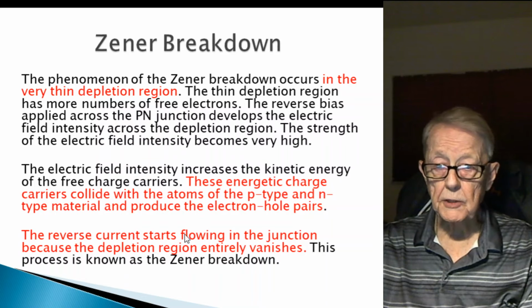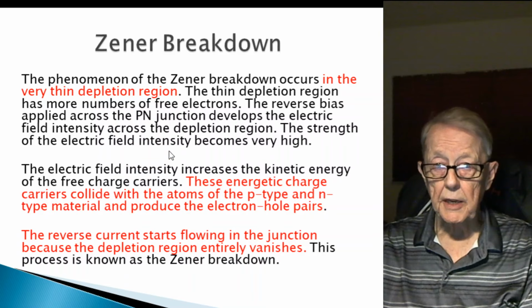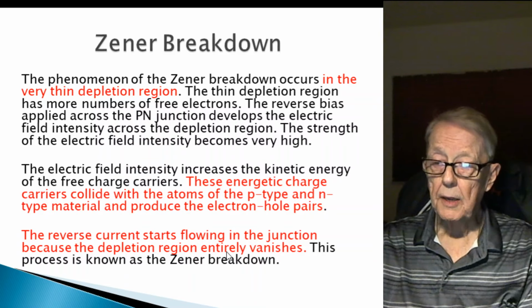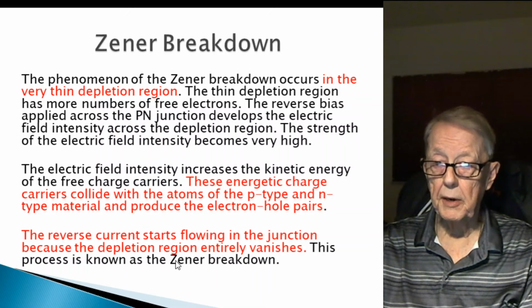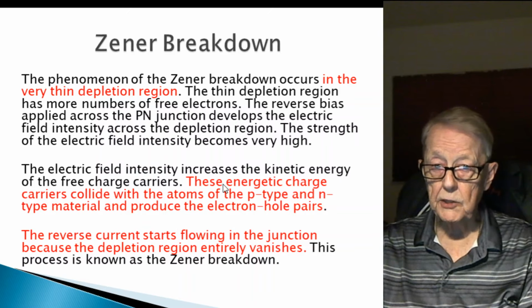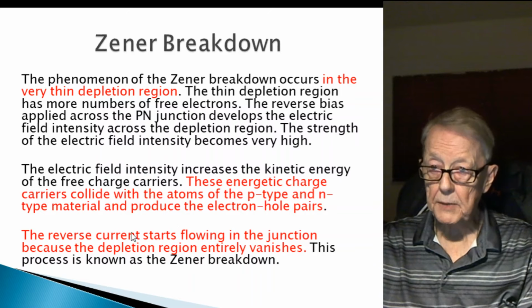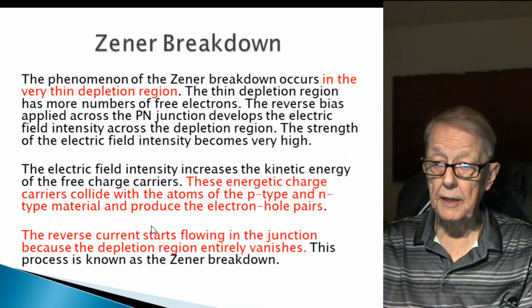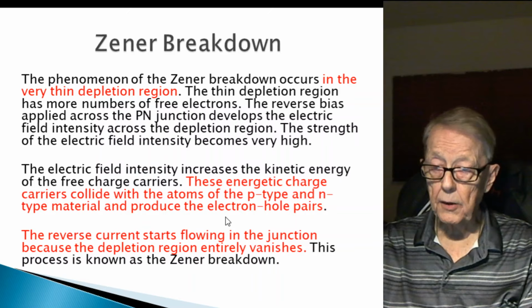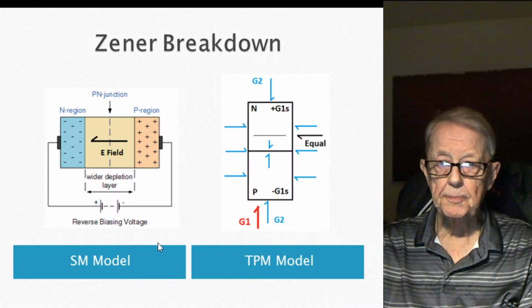Okay, the reverse current starts flowing in the junction because the depletion region entirely vanishes. Okay, now they're saying again it's very thin. It's thin, now it's gone. And it's very, very small. And this process is known as the Zener breakdown. In other words, the energetic charge carriers produce electron-hole pairs. They hit other atoms, breaking away an electron, leaving a hole in the atom, and the holes move and the electrons move.